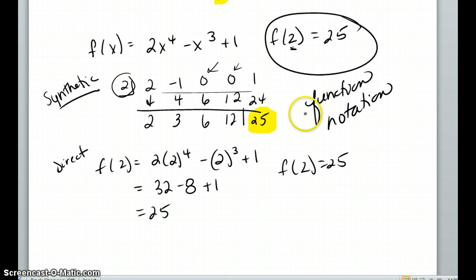All right, this concludes video number 2 on synthetic stuff. We are now going to watch a video on the remainder factor theorem, which is what your homework is going to be on tonight.